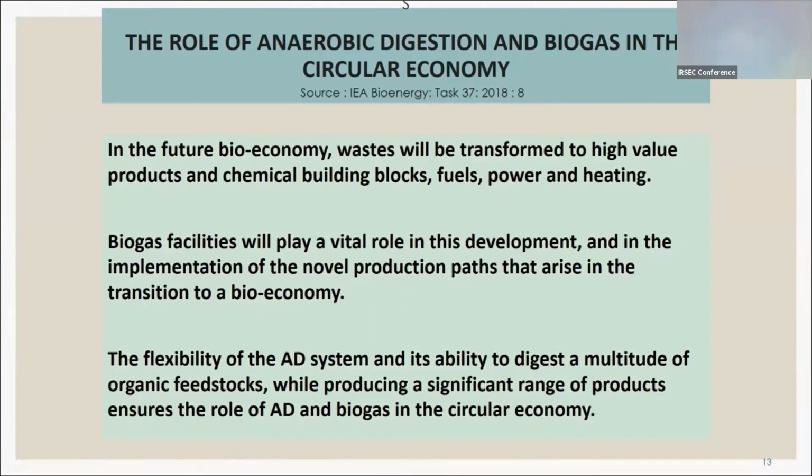The flexibility of anaerobic digestion system and its ability to digest a multitude of organic feedstocks while producing significant range of products ensure the role of anaerobic digestion and biogas in the circular economy.